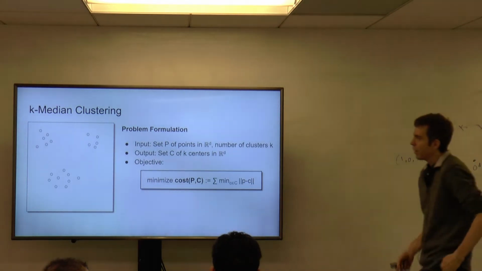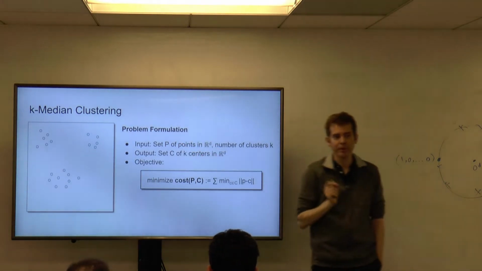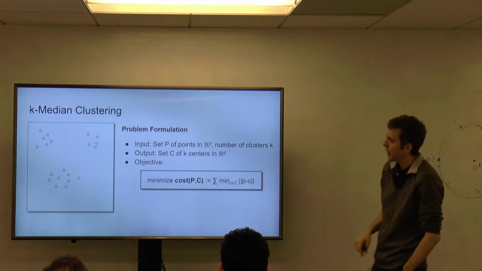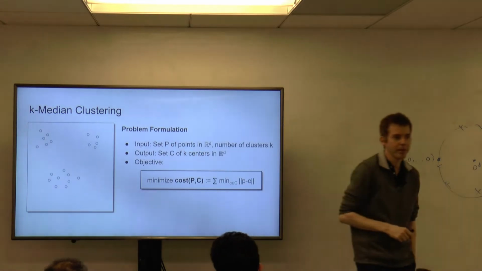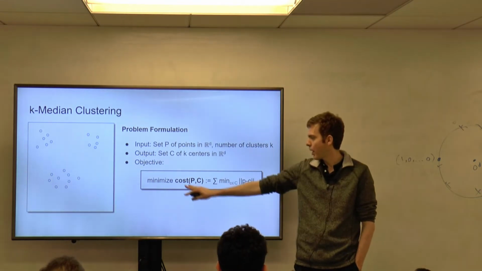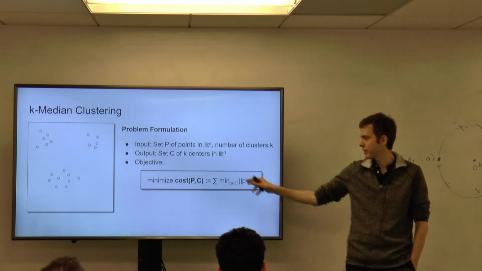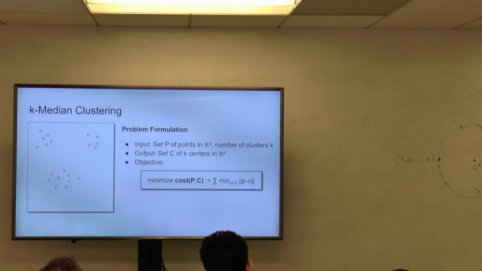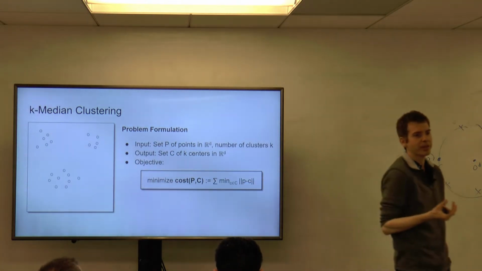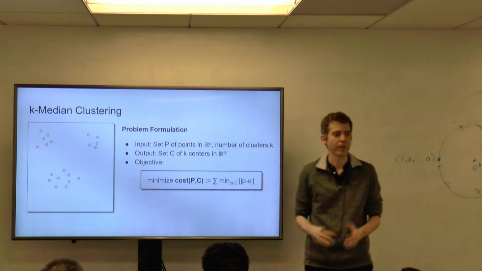So formally, we're given a set P of points in R^d. We're going to have n points. And we have a number k of clusters. And we'd like to output a set C of k centers in R^d, which minimizes this objective function. So the cost of P comma C is just the sum over the n points of the distance of the point to its nearest center. Okay, so you're trying to find this best set of k centers C. The set C of centers does not need to be a subset of your input points. So this is just an arbitrary set of k points in R^d.